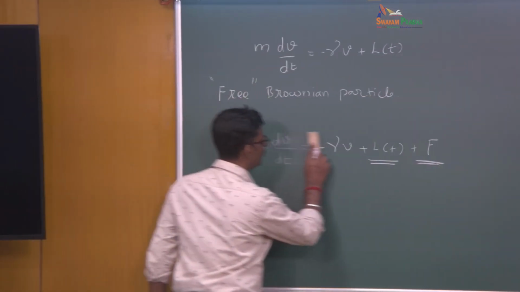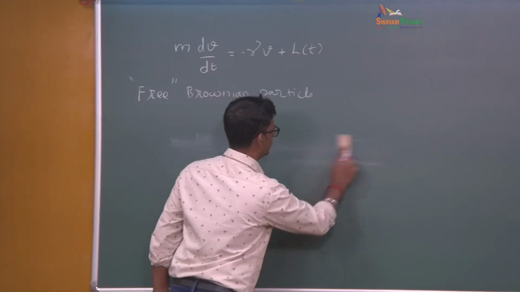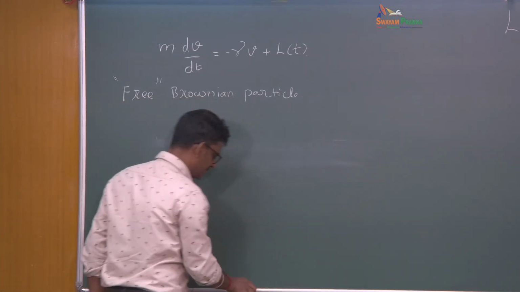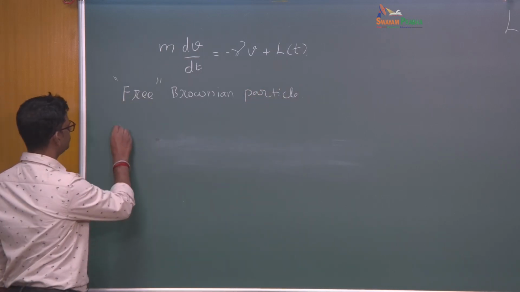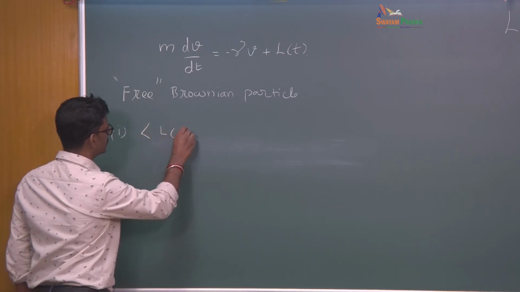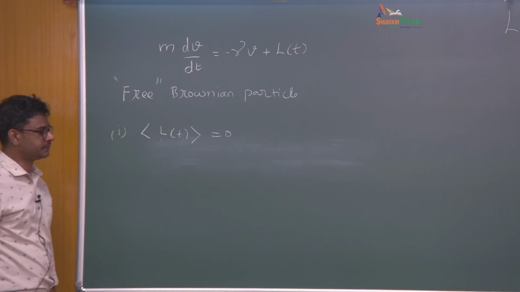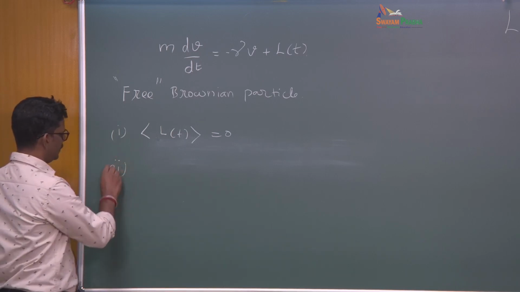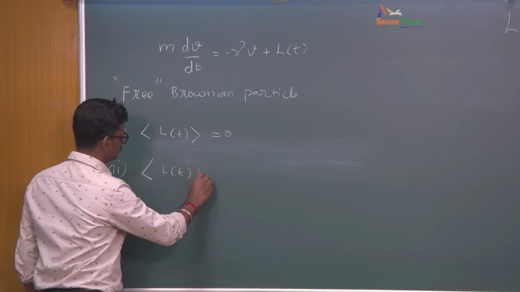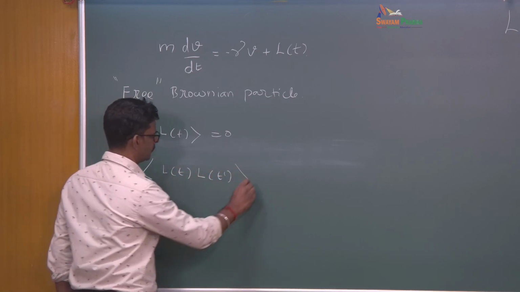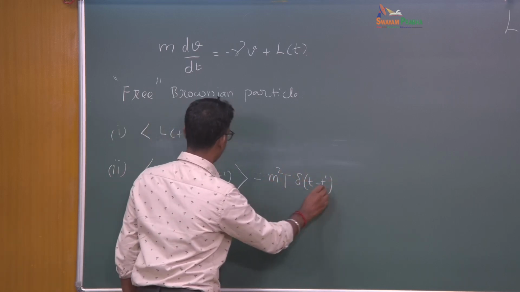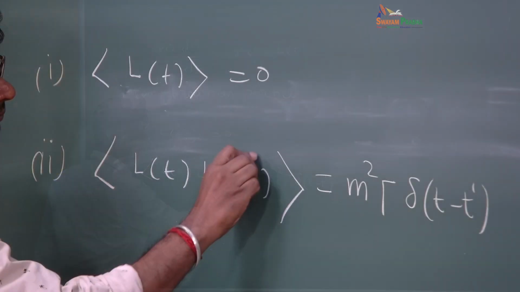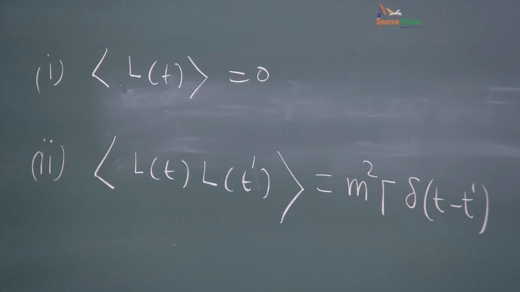We will keep this free Brownian particle under consideration, and let us remind ourselves what the characteristic of this force is. We said that the mean of this force is 0, and the autocorrelation function was given as m square gamma delta of t minus t prime. So these are the conditions about the random force acting on the Brownian particle.